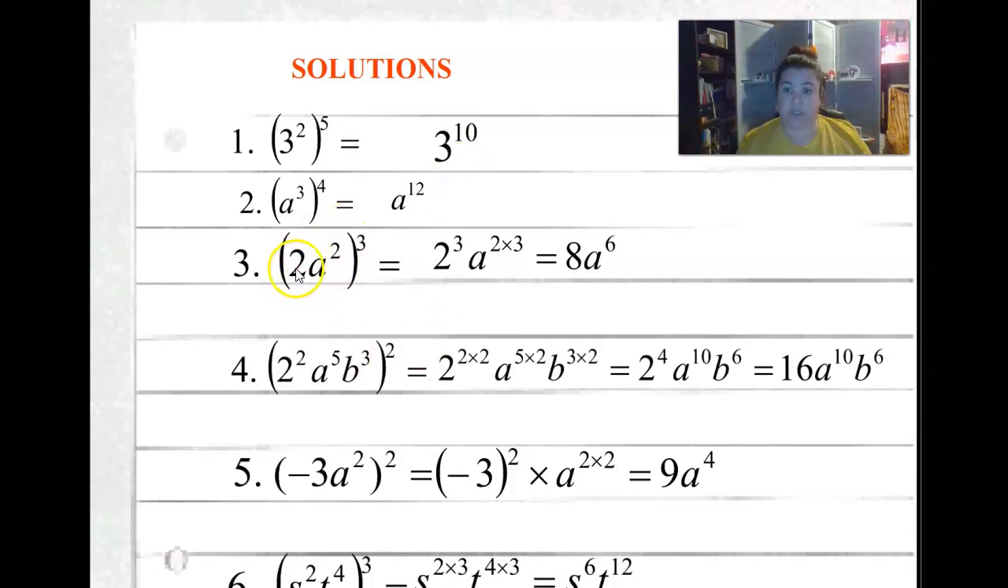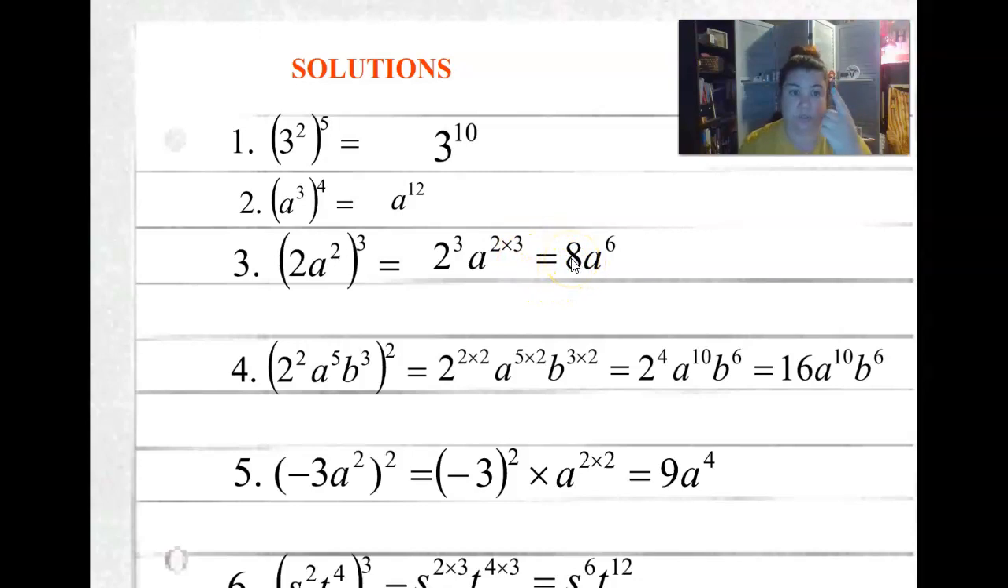Number 3, 2a to the 2nd power. Remember, you've got to distribute the exponent to everything that's in there. So the 2 gets a 3, and the a gets the 3. So remember, when you do that, you have to multiply. So we have 2 to the 3rd power. And then a is 2 times 3 power.